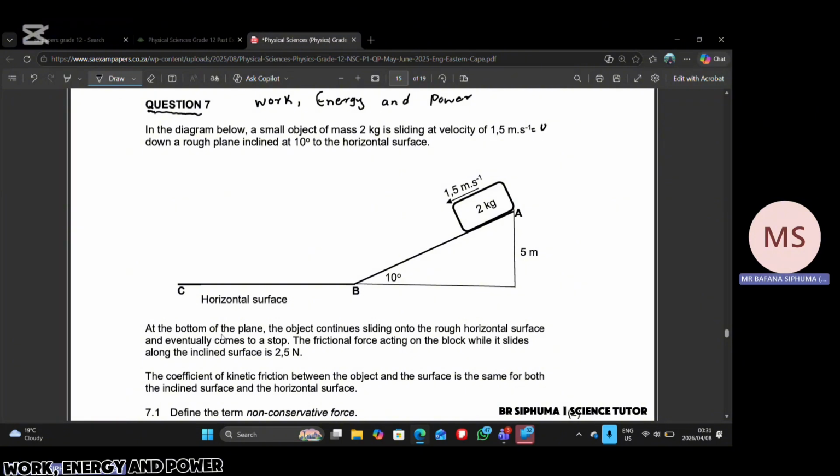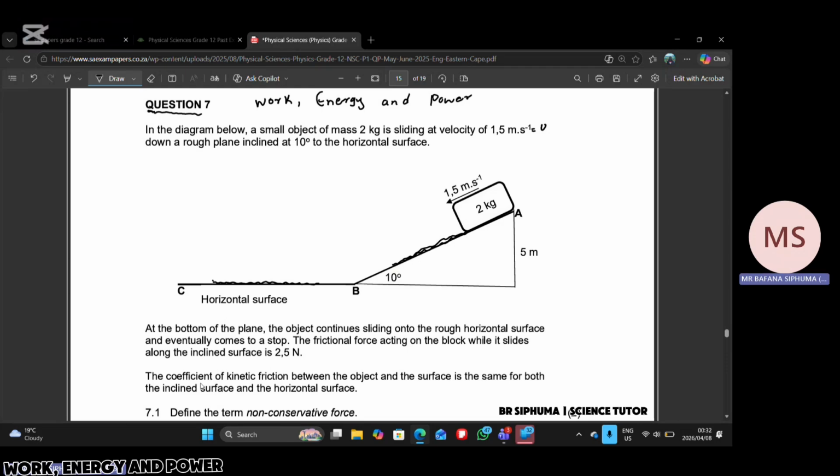Then let's continue. At the bottom of the plane, the object continues to slide on the rough horizontal surface. So that means it comes to a stop, which means it has stopped somewhere we don't know. Then the frictional force acting on the block while it slides along the inclined surface is 2.5 Newton. This is the friction on the block while it is sliding on the incline.